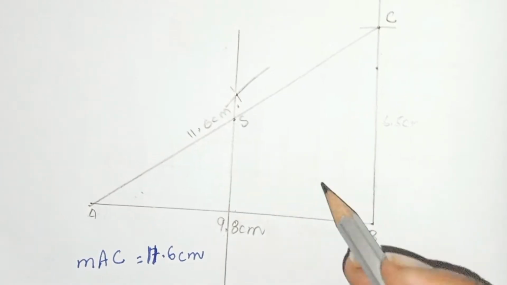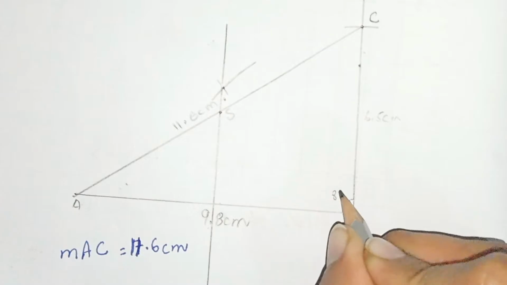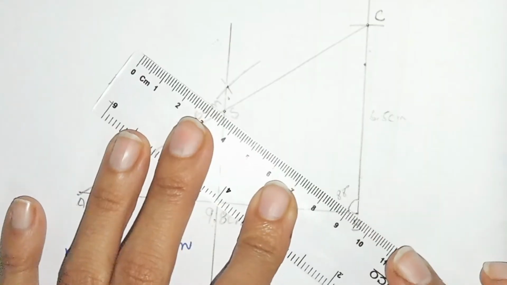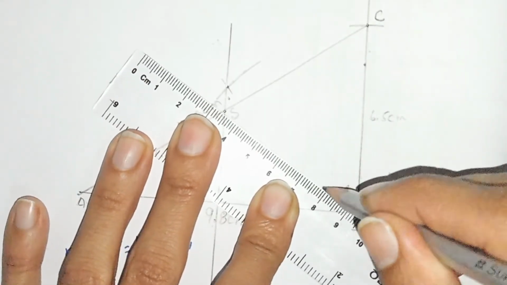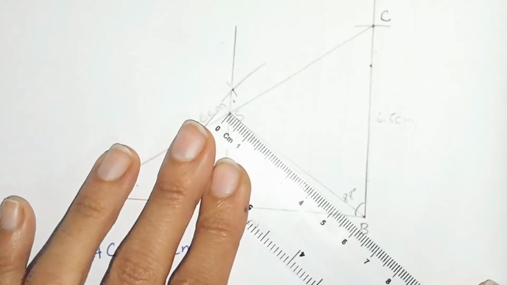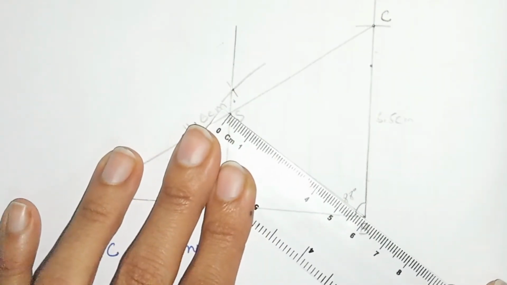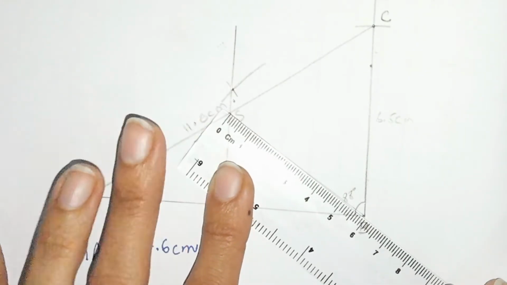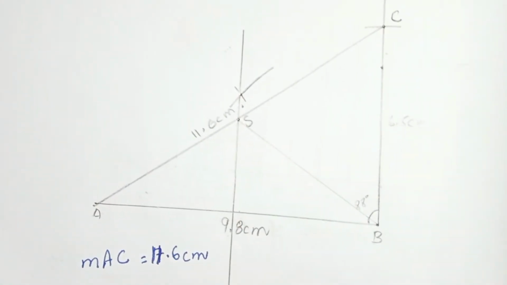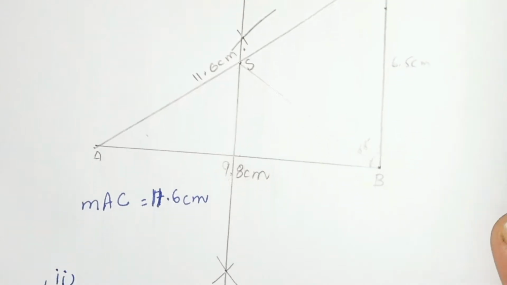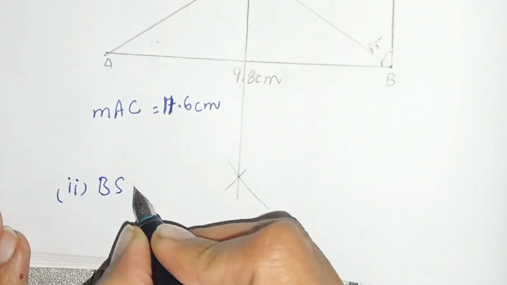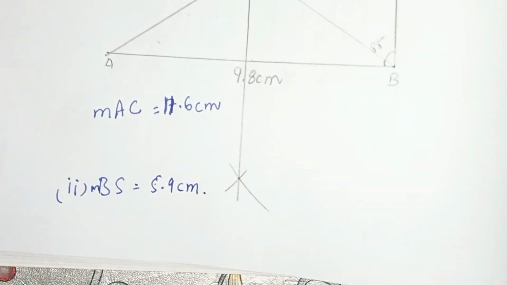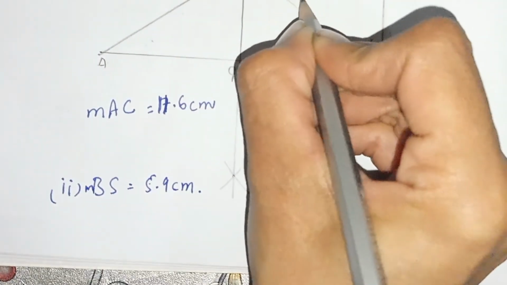Now we have to measure the line BS, that length. This is 88 degrees. Now we have to measure the length BS. First we have to match this point. Now we measure it, and this is equal to 5.9 centimeter. And part number 2, measure BS is equal to 5.9 centimeter. And now students, this question is solved.